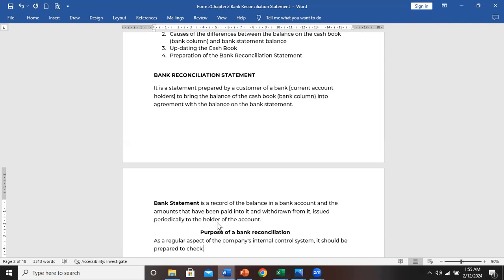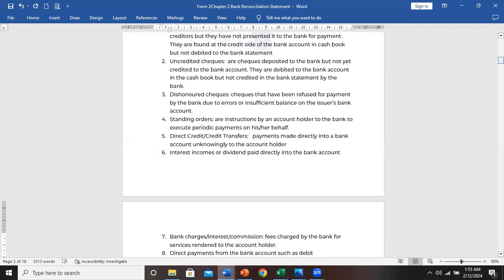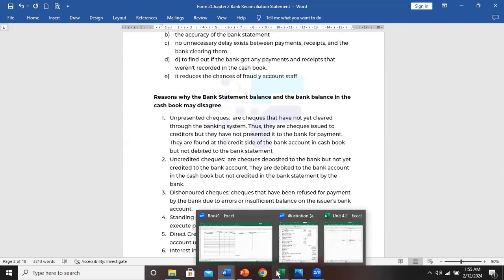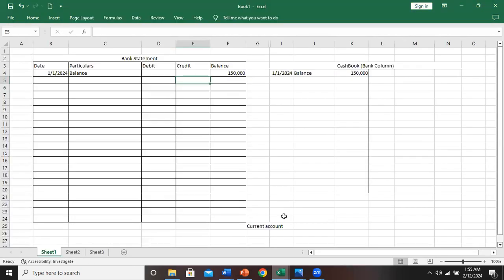Now, to the important issue that we discuss, the reasons or the causes. What causes the two records to disagree? So this one, I'll pick a few contributions from you. What are some of the causes? What will make your bank statement balance different from the bank account balance in the cash book? I think we discussed about 11 of them last week. So who is ready to give me the first one? Mame?